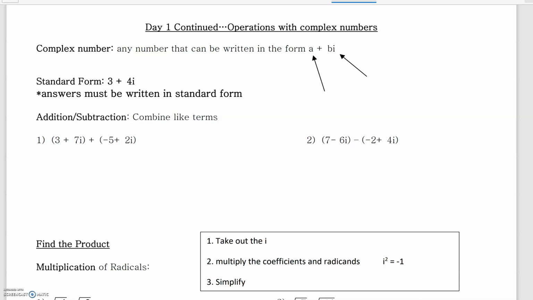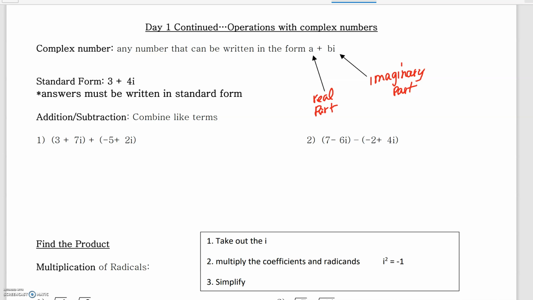So complex numbers, we can write them in this form. This is our real part, and this is our imaginary part. So we always write that real part first, then plus our imaginary parts. So this is what's called standard form for our complex numbers. So let's go ahead and add.